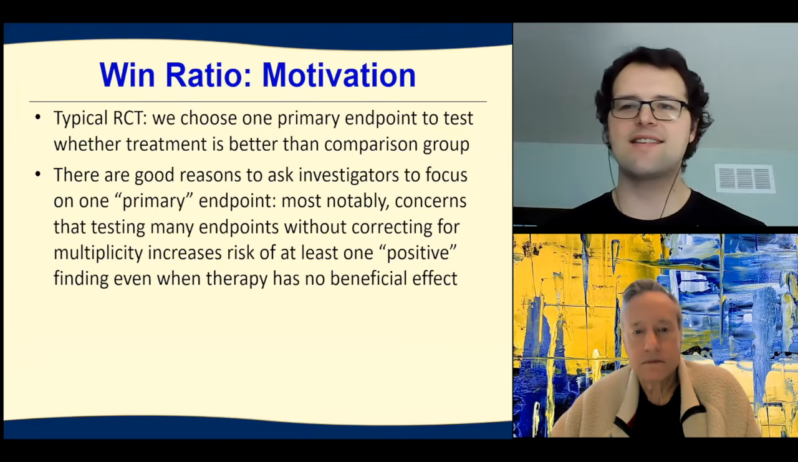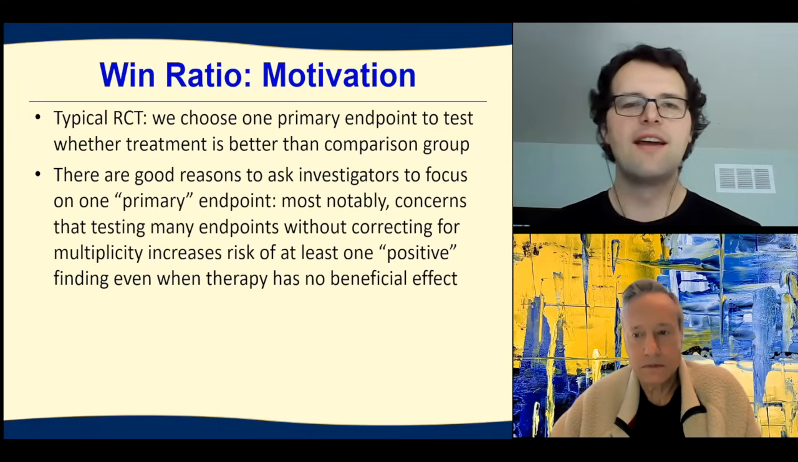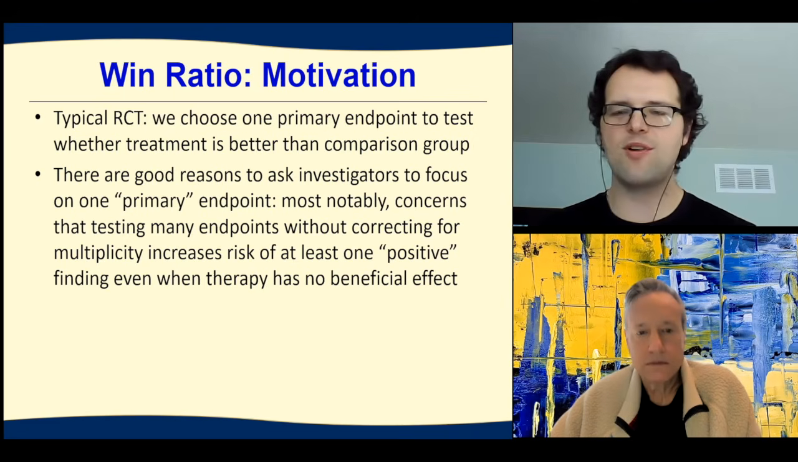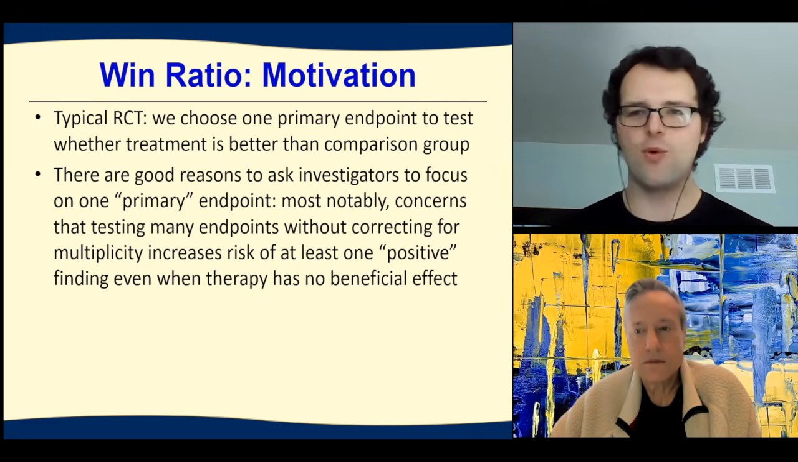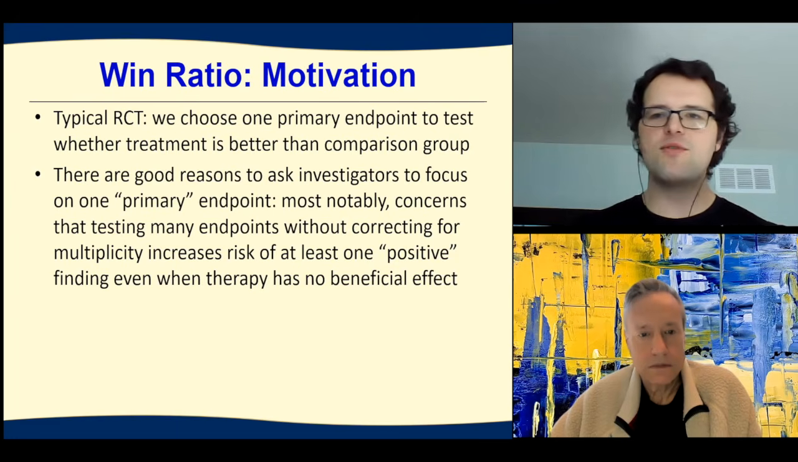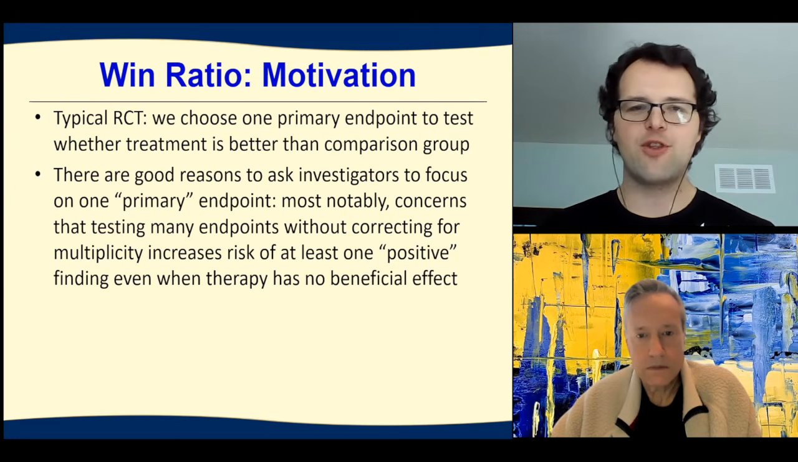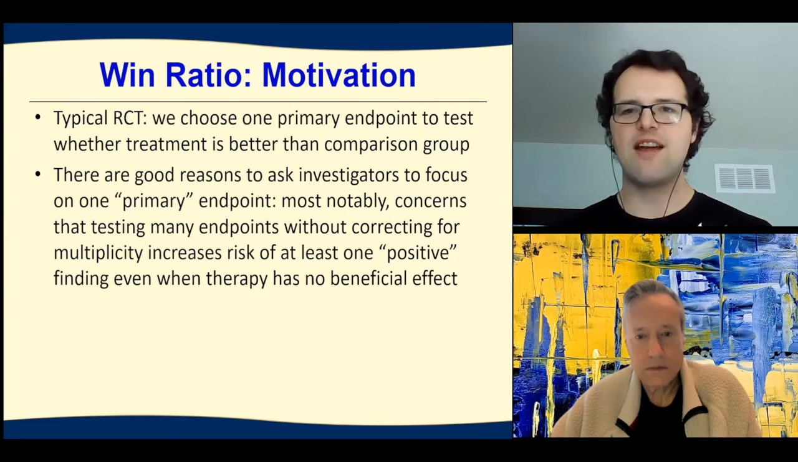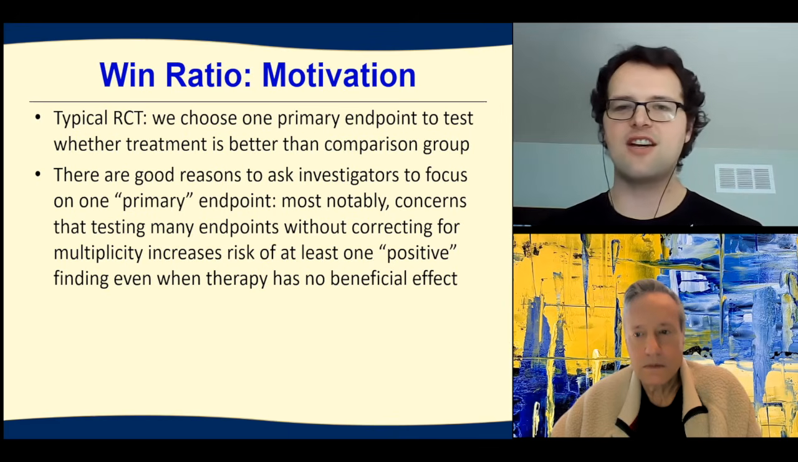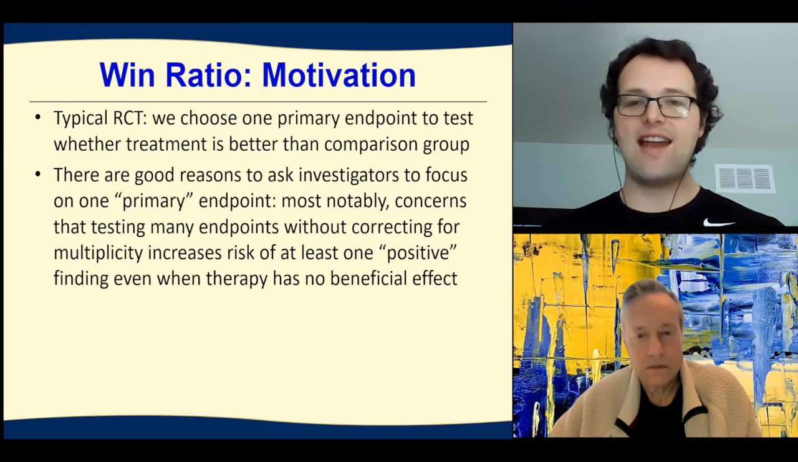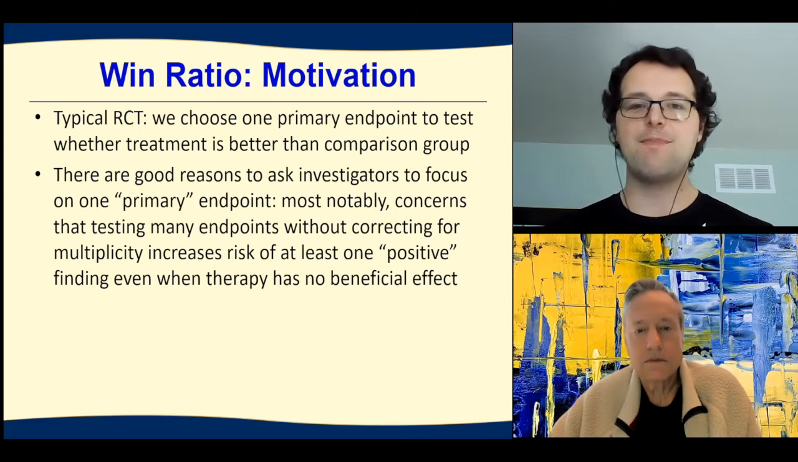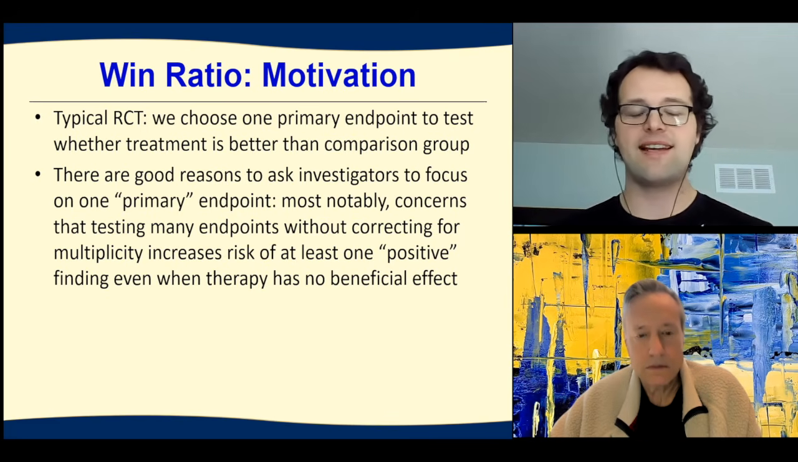I agree. Now that we're seeing this more and more in clinical trials, I think it's really important to make this accessible to folks, to understand what it is and why we're using it. So I think the first layer of motivation for the win ratio is that in your typical randomized clinical trial to test for the benefit of a treatment, we usually choose one primary endpoint to test whether the treatment is better than whatever we're comparing it against.